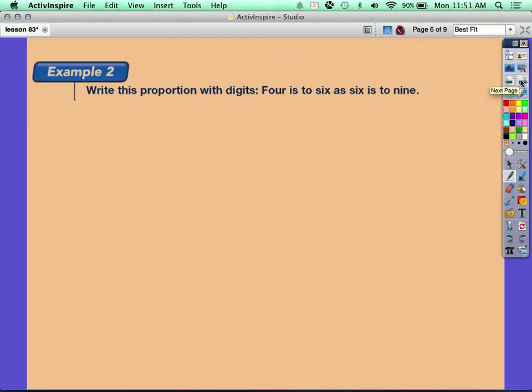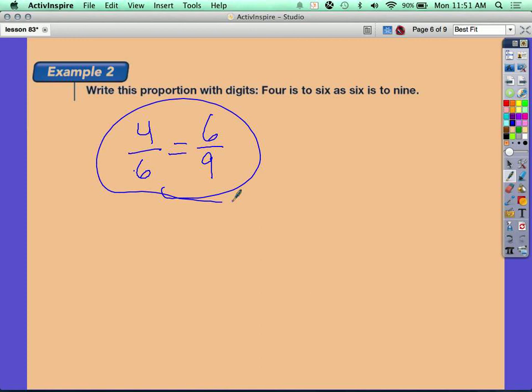Write this proportion with digits. So all they want us to do is write it down. So we write 4 is to 6, 4/6, as means equal in proportions, 6 is to 9, so 6/9. So 4 is to 6 as 6 is to 9. In that case, that's all we would need to write for that. They just want us to write the proportion.